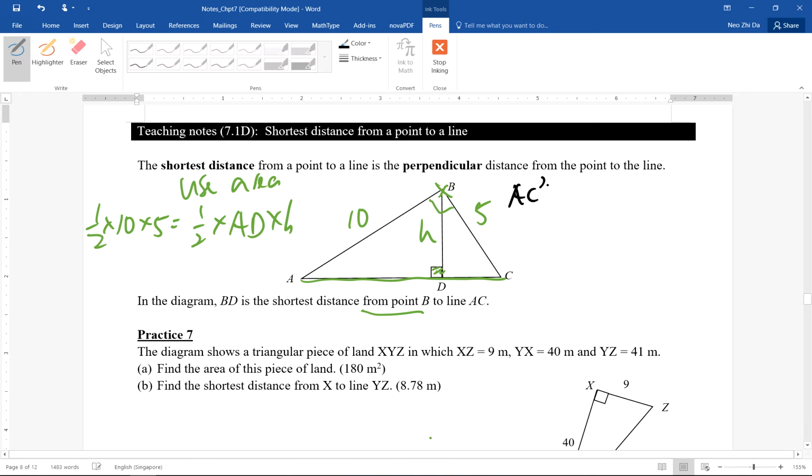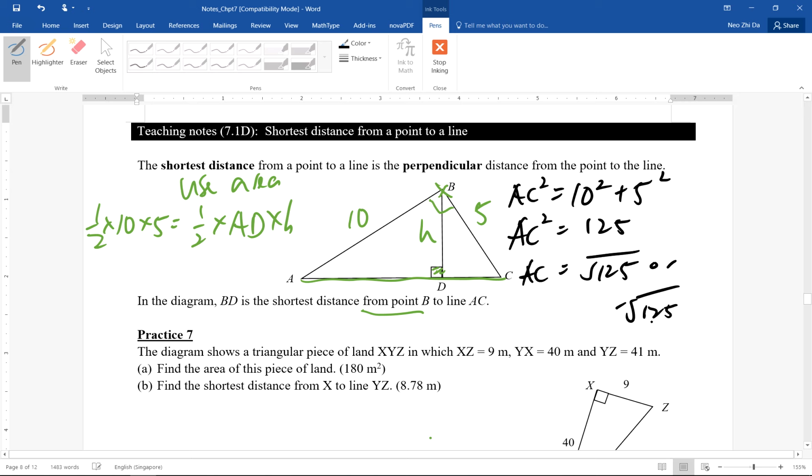So AC squared equals 10 squared plus 5 squared. AC squared equals 125. AC equals square root 125 or negative square root 125, you reject it. Now, make sure when you do all the Pythagoras theorem, where there is a square root, you write plus and minus, positive and negative, and you see which one you need to reject.